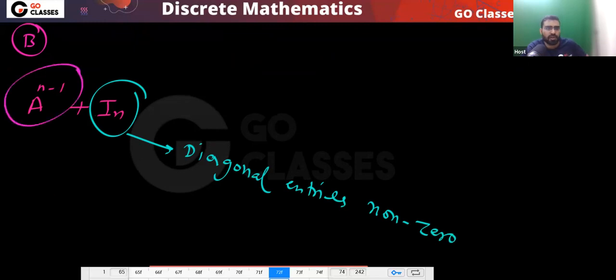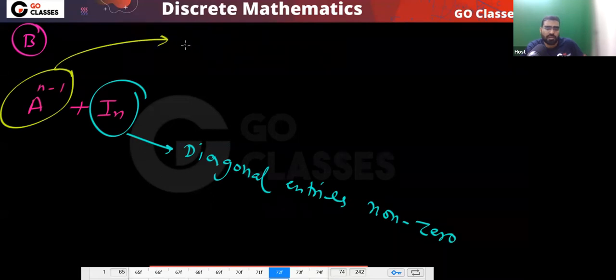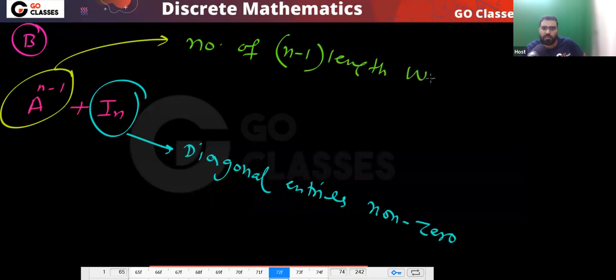What about this one? What is this giving you? This is giving you n minus one length walks, yes or no? The number of n minus one length walks. Correct or not? This is giving you the number of n minus one length walks between every pair of vertices.